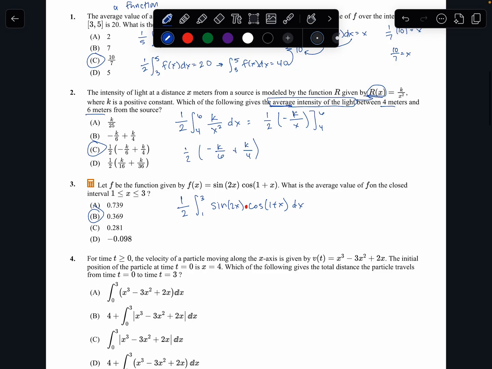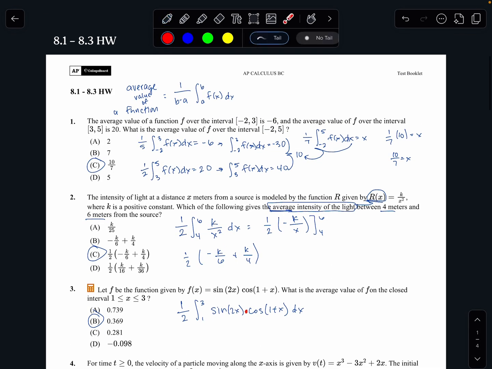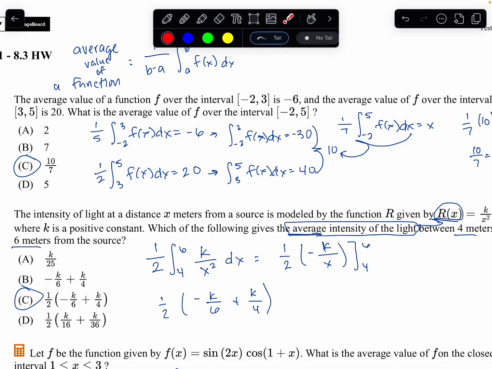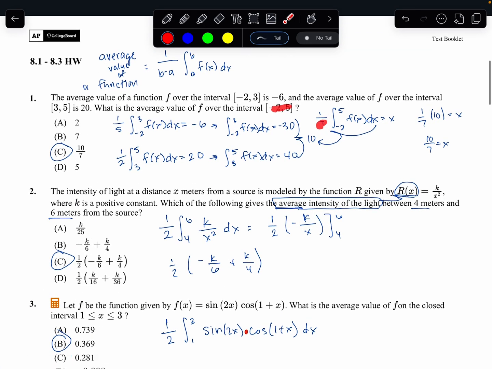There you go. Okay, so just keep in mind, average value, that's what you're looking for. It's just this simple equation. It's just 1 over the interval. B minus A means the length of the interval. So whenever I was solving for the interval here, I wasn't doing 3 minus negative 2. I just know that that's a length of 5. And so 3 to 5, that's a length of 2, so 2. Negative 2 to 5, that's a length of 7, so that's what I do.